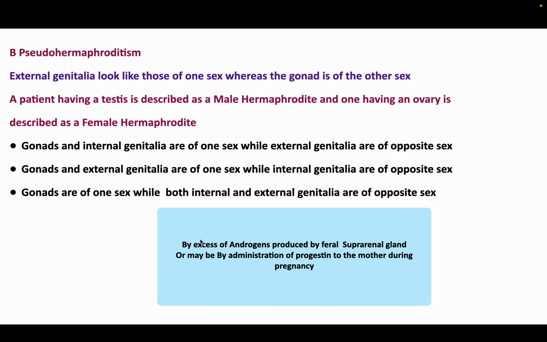The reason for pseudohermaphroditism is excess androgen produced by the fetal suprarenal gland, or maybe administration of progestin to the mother during pregnancy.